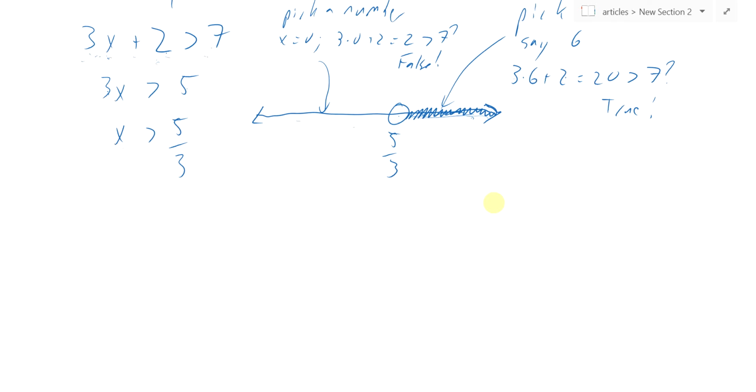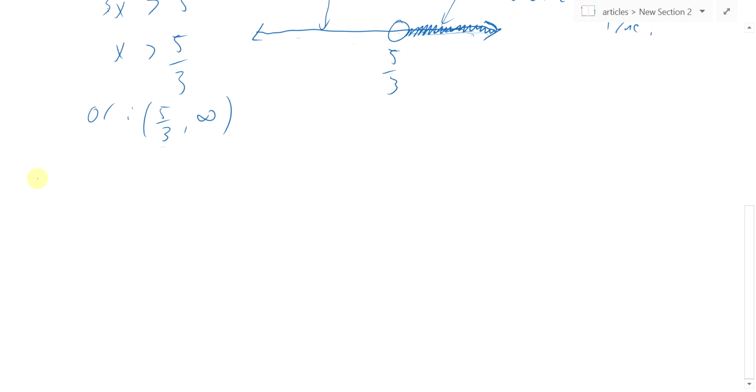So this is a linear inequality. Actually solving them isn't too hard. There's lots of different notations for this. I like x greater than 5/3 as a solution. You'll also see interval notation, which means any number from 5/3 to infinity is a good number to plug into this.